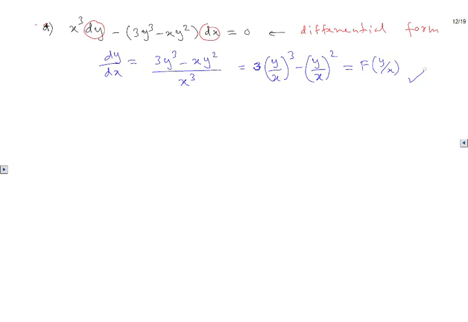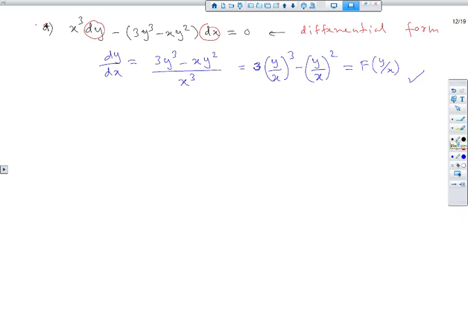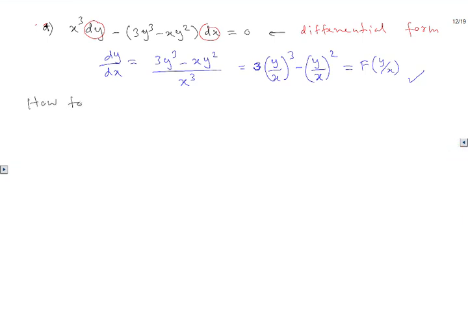So let's see how to solve these kinds of differential equations. There's a special way to solve these homogeneous differential equations. We're going to make a special substitution. I'm going to write the steps. The first step is we substitute y equals vx, or you can also write this as v equals y over x. It's the same thing.